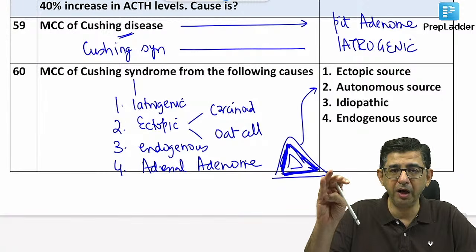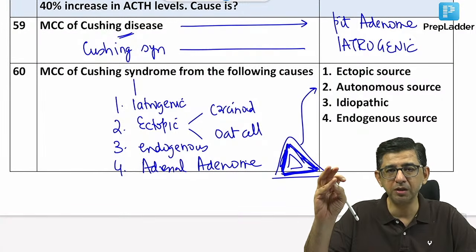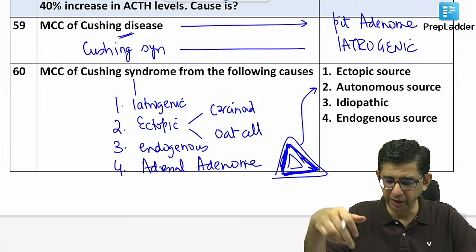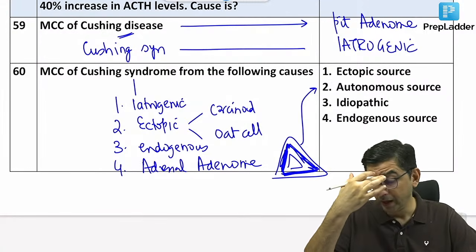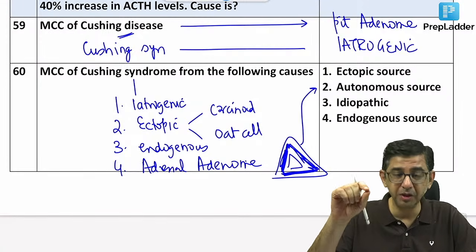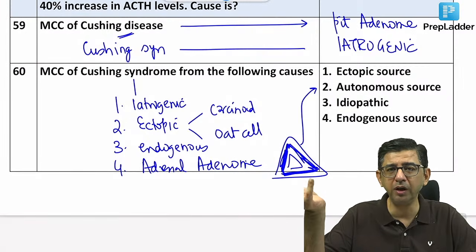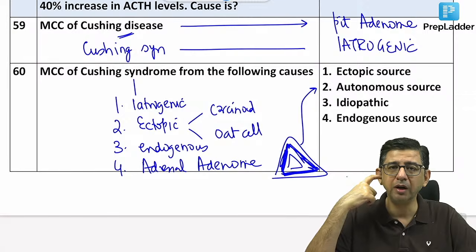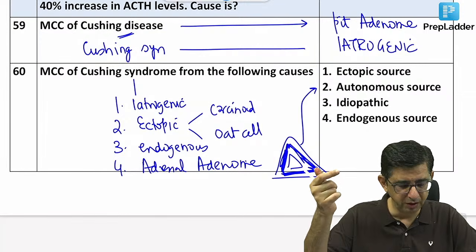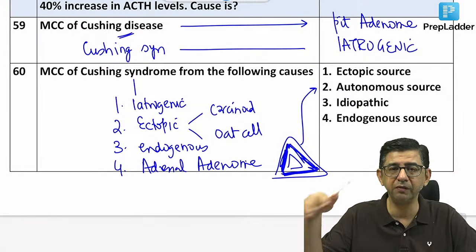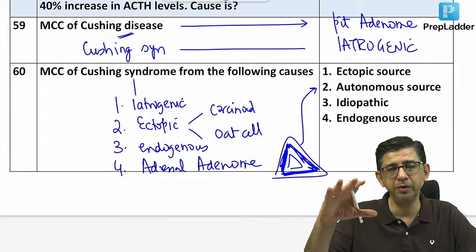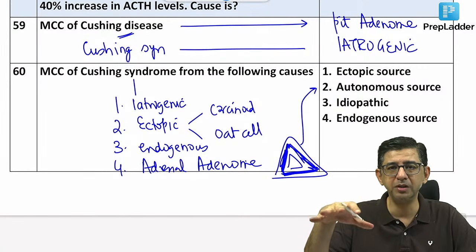4 words to remember: iatrogenic, ectopic, endogenous, and then autonomous source. That's how you get the data right. And the answer for the 60th concept that I'm telling you for today: if ectopic is not given, then I'll say, okay, ectopic source can be one of the correct answers. Okay, fine. And the basic concept is the total of 4 important causes that I mentioned here before you.